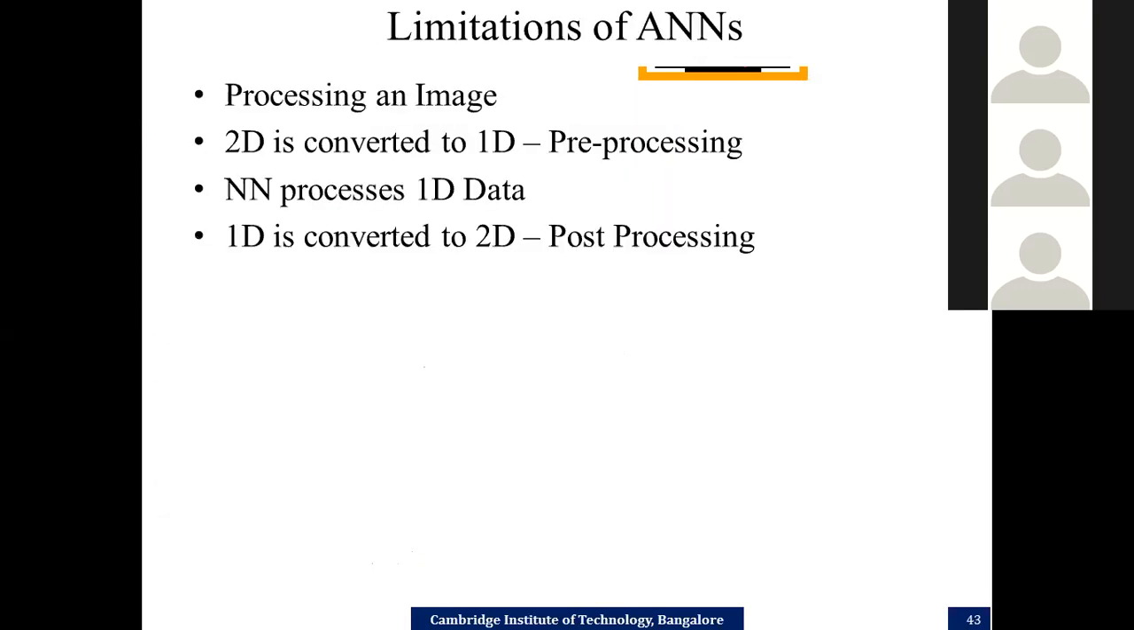Further, I think we will skip through this. Now, if you try to understand the limitations of ANN: if you want to process an image, 2D has to be converted to 1D, that is pre-processing, and the NN process happens on the 1D data, and then 1D should be reconverted back to 2D. So you have post-processing there. This pre-processing and post-processing is a complex process. It is again adding additional delay.